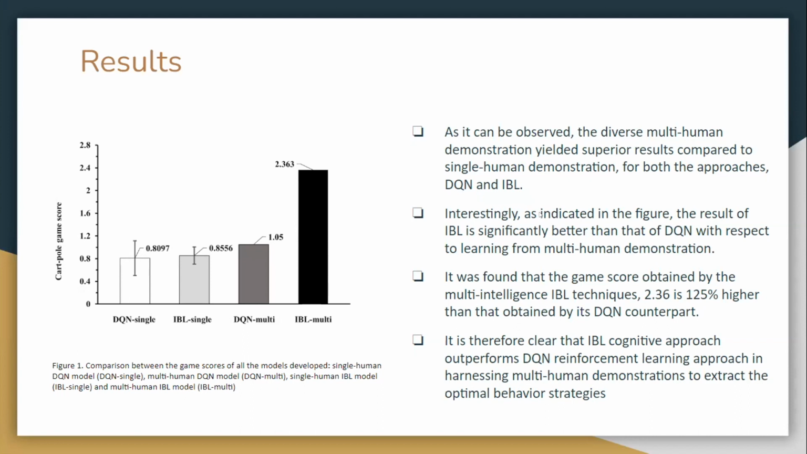the human sources used. We also noticed that the IBL multi-human model scored 125% higher than DQN, although the single human performance for IBL and DQN was the same. This also shows the ability of the IBL model to generalize over different humans' data and find the relevant information from different humans' data was much more than that of DQN.